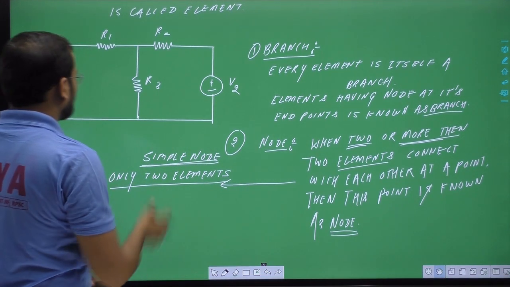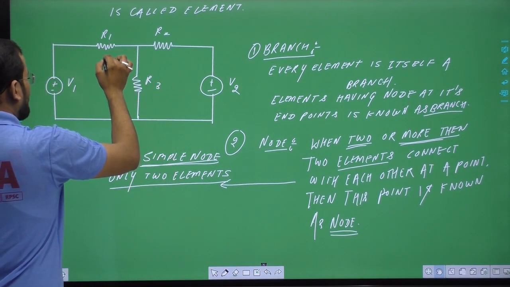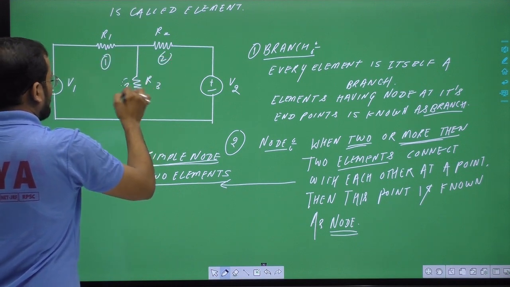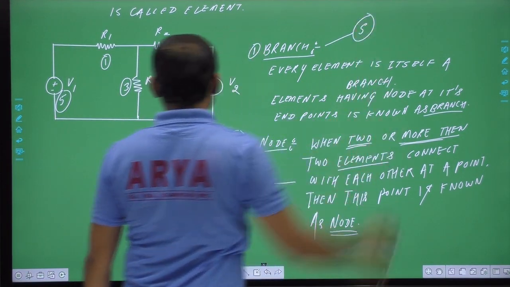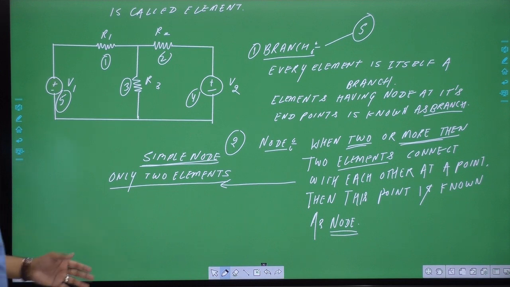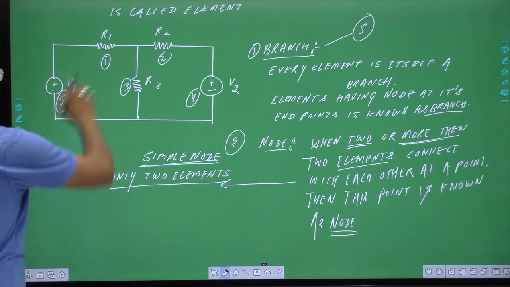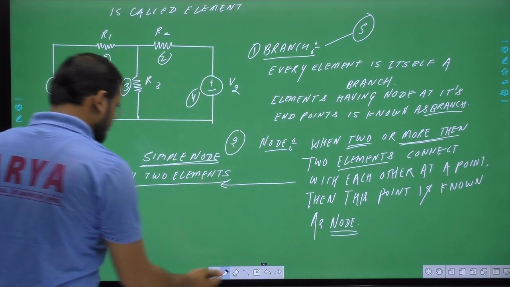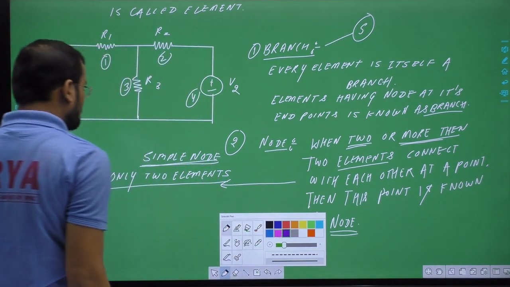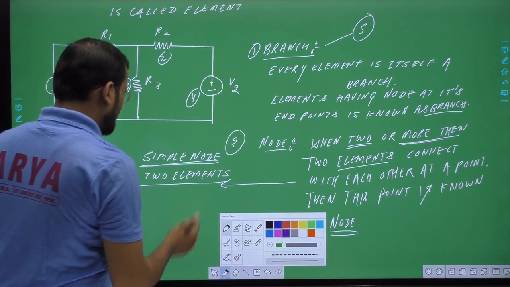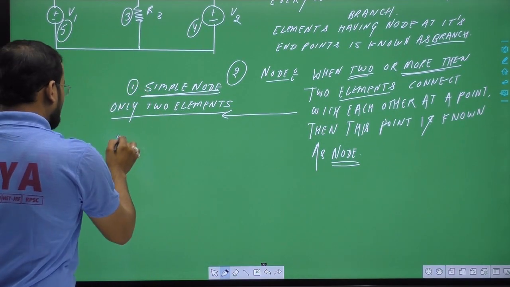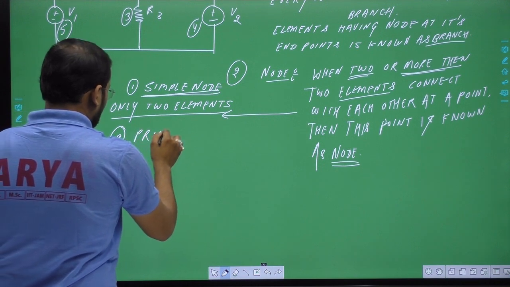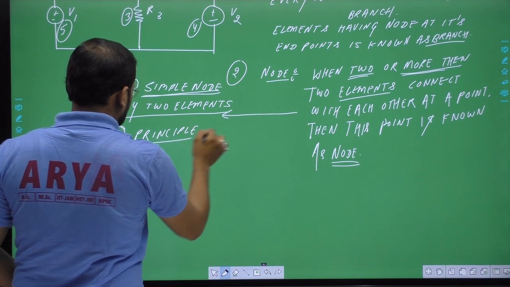I will show you in the circuit what a branch is. This circuit has 1, 2, 3, 4 and 5 branches. There are 5 elements, and as I told you, every element is itself a branch, so we have 5 branches here. Next, about nodes, there are simple nodes and the second one is the principal node.